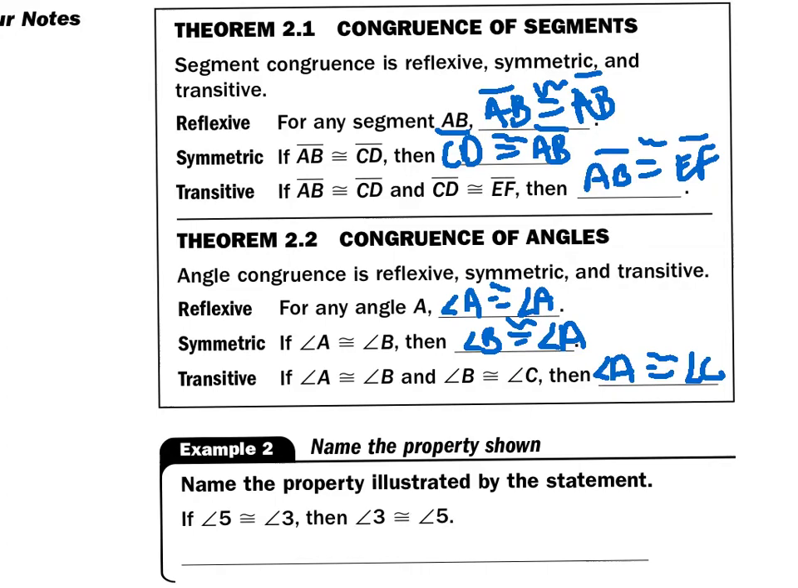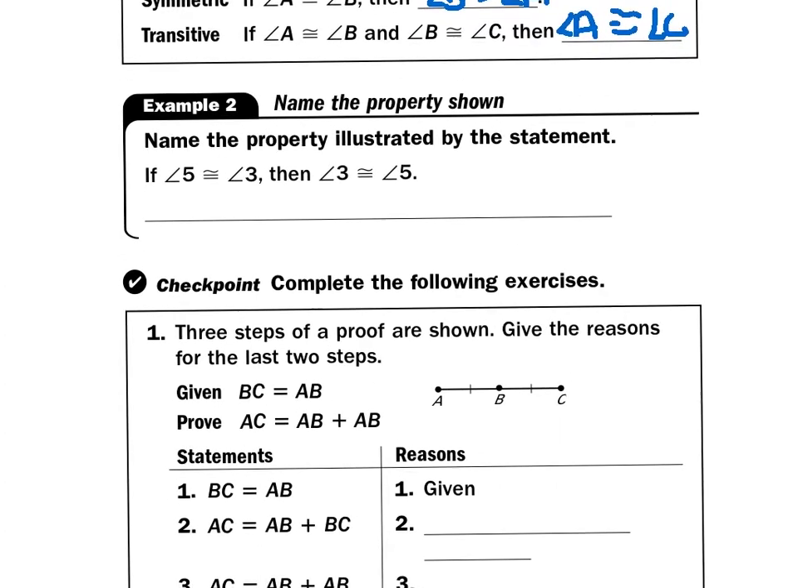So example 2, name the properties. If 5 is congruent to 3, then 3 is congruent to 5. This is symmetric. Checkpoint. Give the reasons for this. Why can we say that those are true? Okay, start again when you're done with the checkpoints.